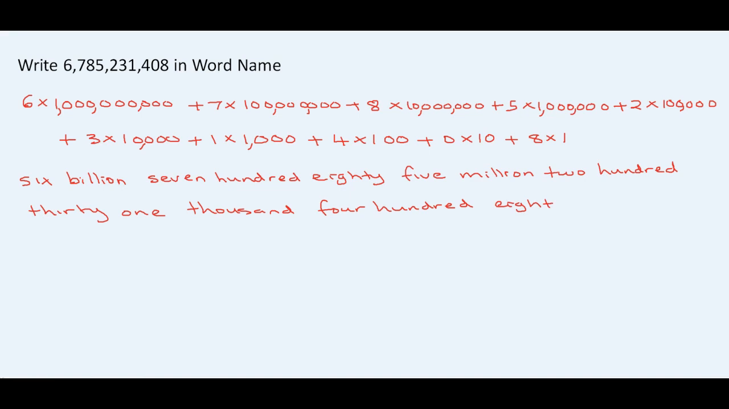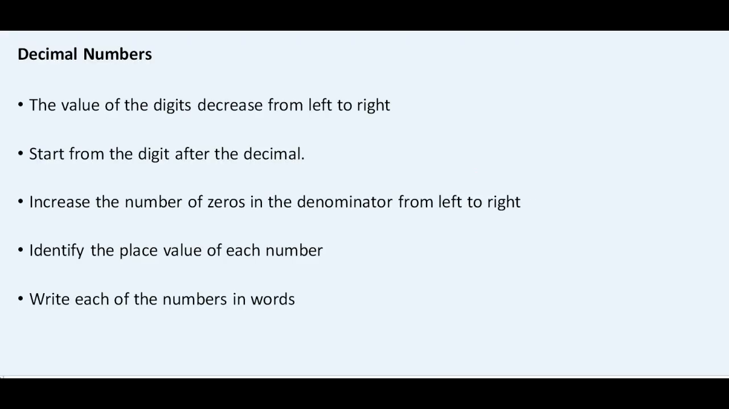Now when we have decimal numbers, the value of your digits also decreases from the left to the right. We will start from the digit after the decimal, and we will increase the number of zeros in the denominator from the left to the right. And let's go ahead and identify place values and then write them in words. Let's take a few examples here.